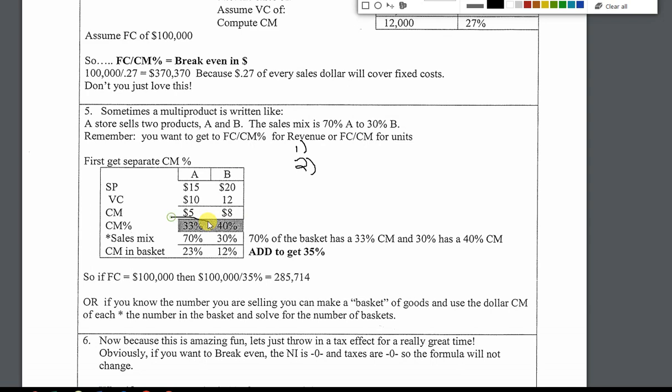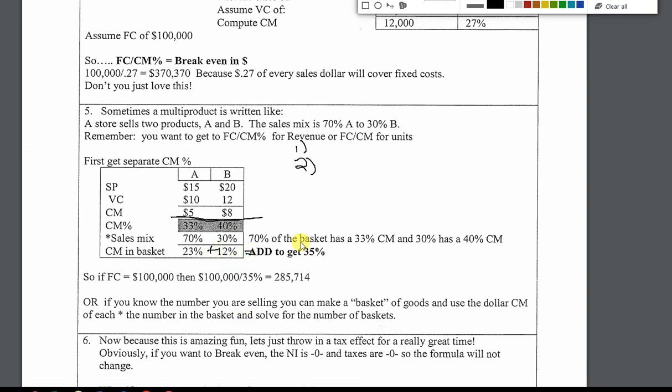So I could probably start right there. Contribution margin percent. And then I multiply it by the sales mix. So 70% of my store is made up of this, and 30% of my store is made up of this. So 70 times 33 is 23. 30 times 4 is 12. So I'm going to add these together to get 35%.